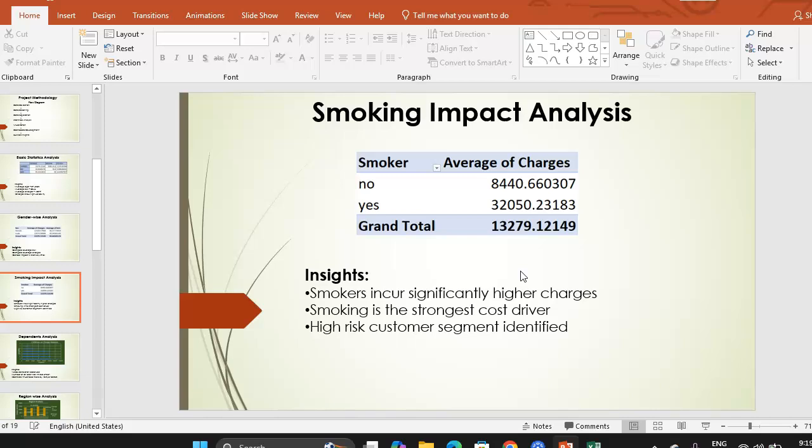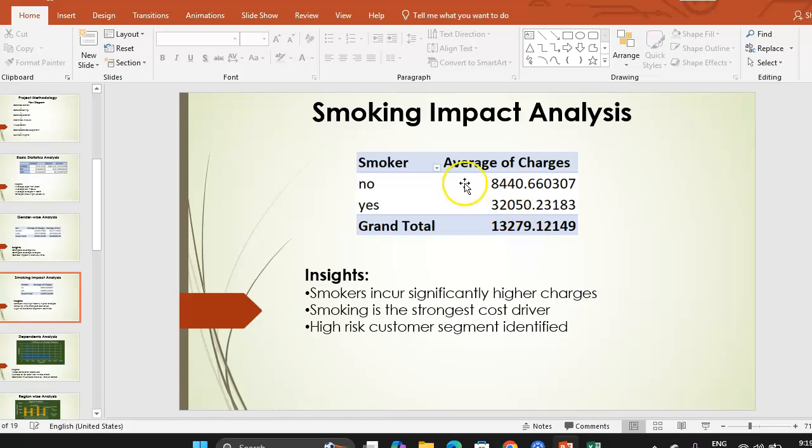Then the smoking impact analysis. This is one of the most important analyses in this project. I compared average medical charges between smokers and non-smokers. This result clearly shows that smokers incur significantly higher medical charges. Smoking is the strongest factor affecting medical charges in this dataset.